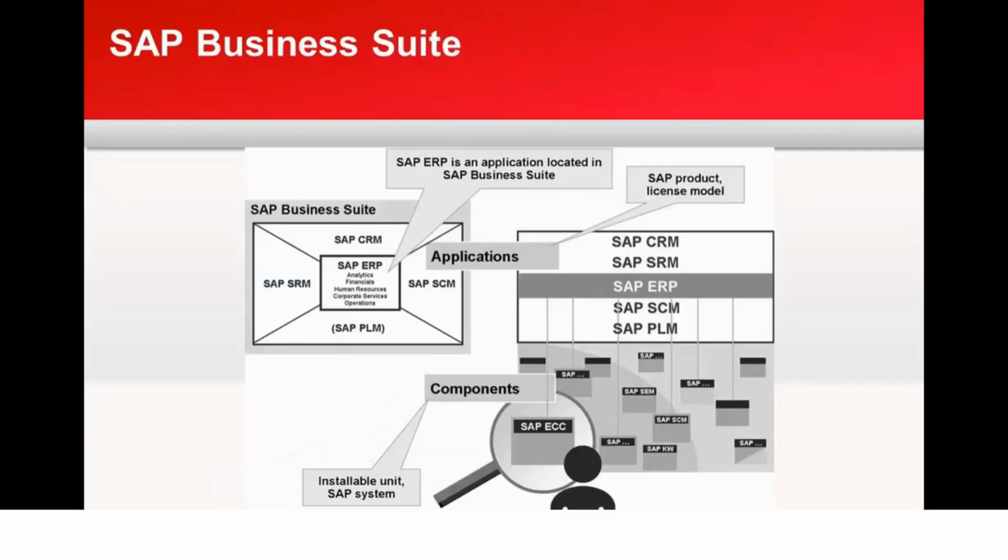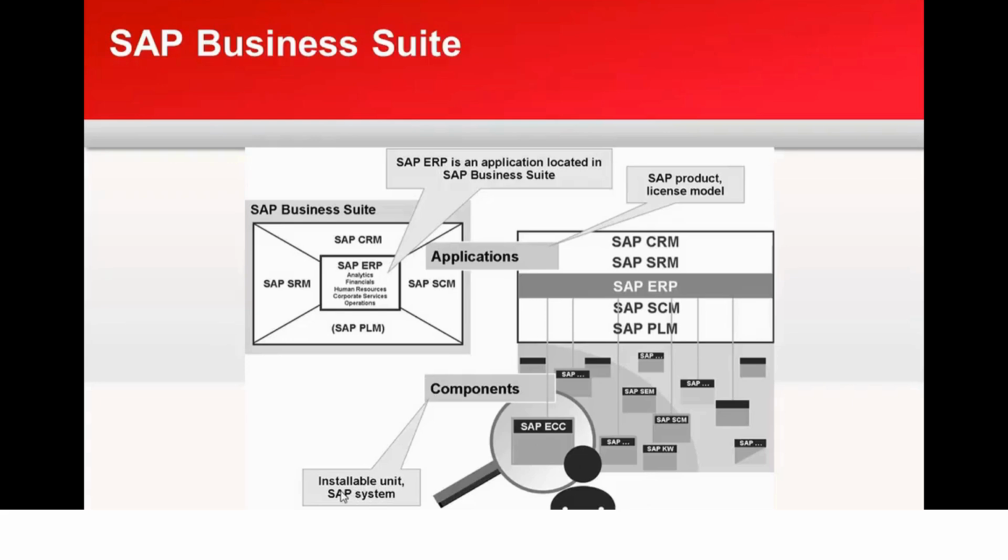Basically, SAP's Business Suite is one of the key products, and SAP ERP is one of the main components. Then we have applications like SCM, which is supply chain management, PLM, SRM, which is supplier relationship management, and CRM, which is customer relationship management. Here you can see these are the components.